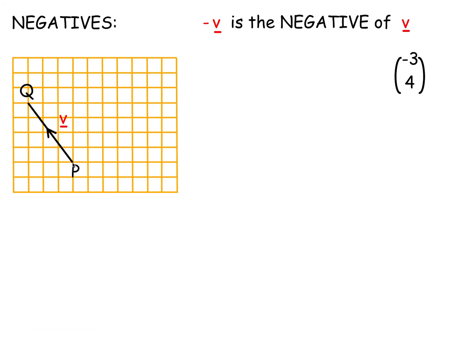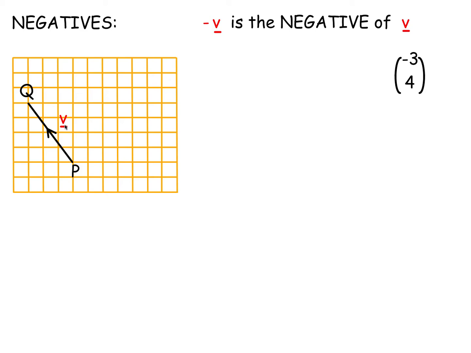This is directed line segment PQ. It's a representative of vector V. To go from P to Q, it's 3 in the x direction to the left, that's negative 3, and 4 up in the y direction, that's positive 4. There's the column vector, negative 3, 4. That's vector V. If I were to reverse that arrowhead, so it goes in the opposite direction.